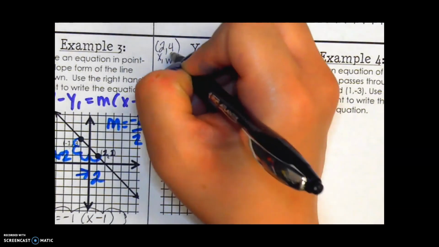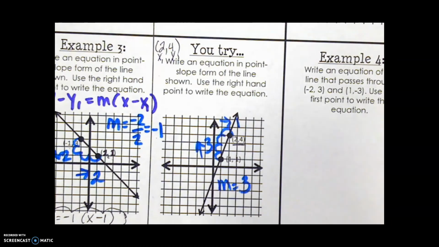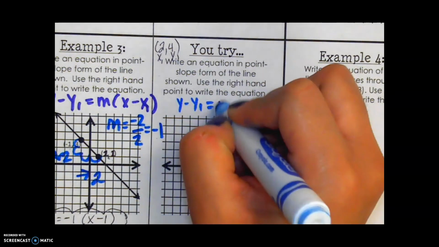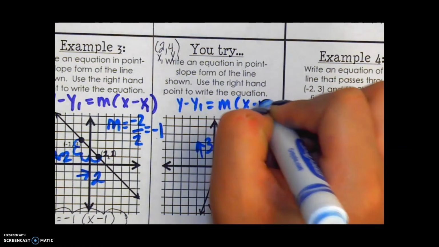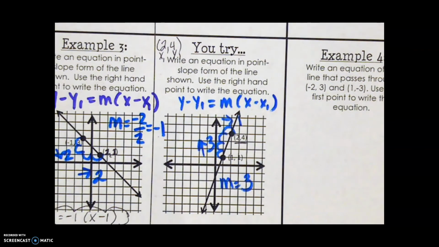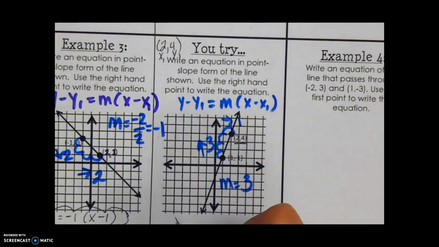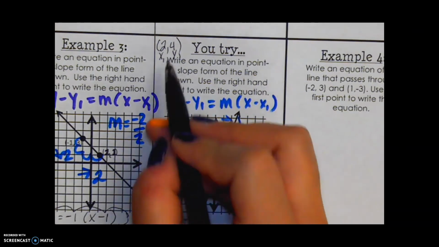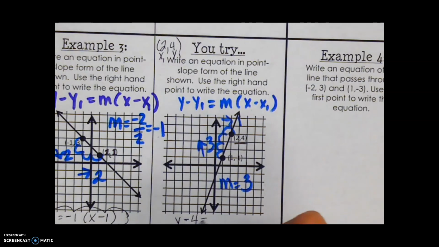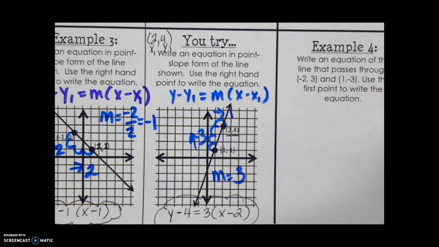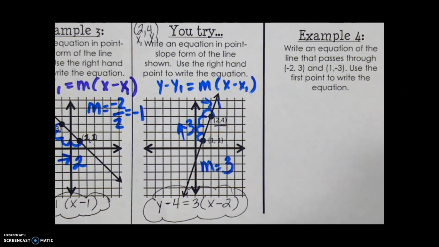That's my x1, y1. So remember our formula is y minus y1 equals m times x minus x1. So we just plug stuff in now. y minus 4 equals 3 times x minus 2. All right, hopefully you got the same answer.